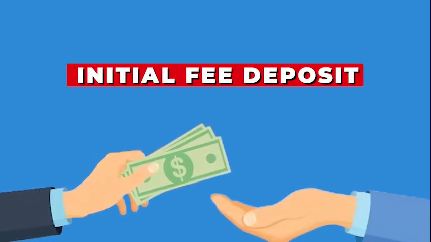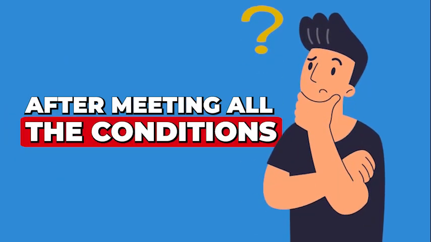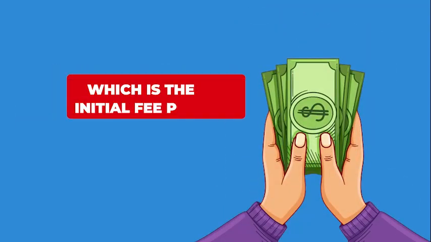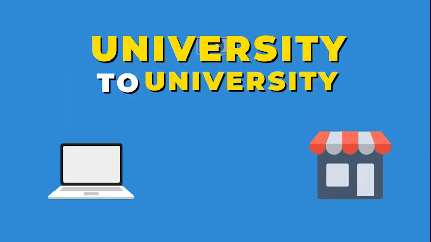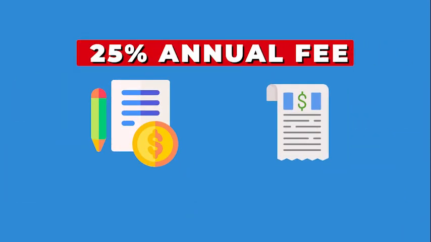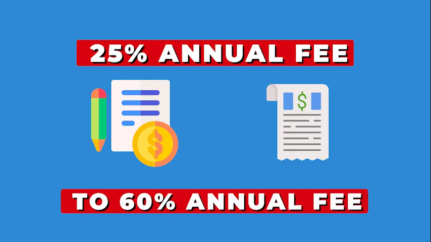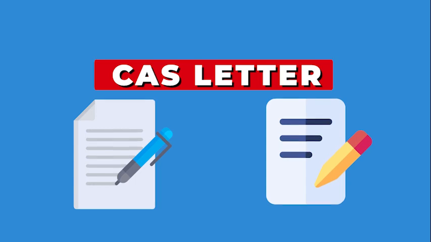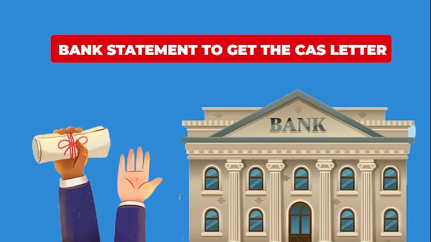Initial fee deposit. After meeting all the conditions, one must fulfill the final requirement to get the process going, which is the initial fee payment. The deposit amount may vary from university to university, usually from 25% of the annual fee to 60% of the annual fee. CAS letter: after submission of the initial fee deposit, the student now needs to provide the bank statement to get the CAS letter.